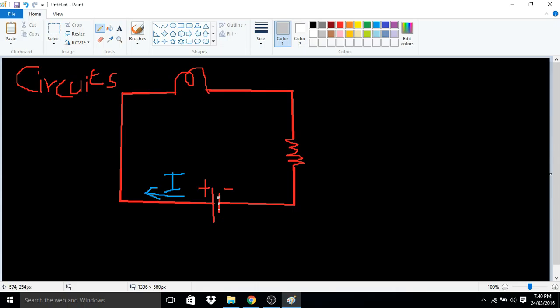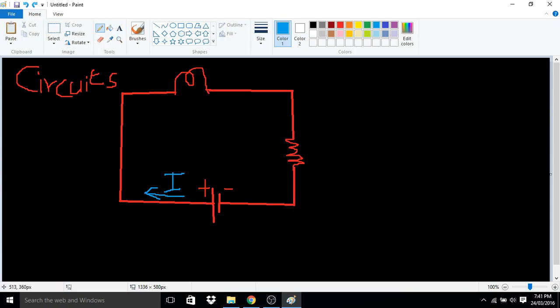So electrons move from the negative to the positive terminal. But don't confuse yourselves. All textbooks will say that the current flows from positive to negative terminals, and you have to remember that even if the reality is greatly opposite.